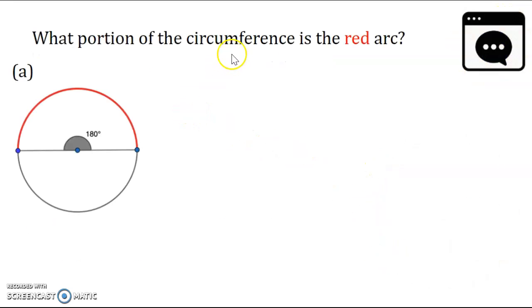And what is the portion of the circumference that is the red arc? Well, it's pretty much the same thing as we've been doing for sector. To figure out the length of an arc, we're talking about a portion of the circumference. We take a fraction of the whole circumference, and in this case 180 degrees is half of 360 degrees, which is the whole revolution. So we're dealing with half of the whole circumference.